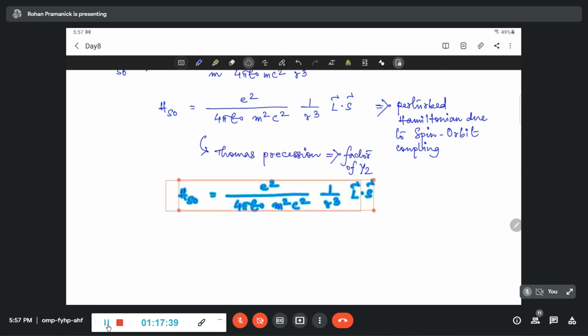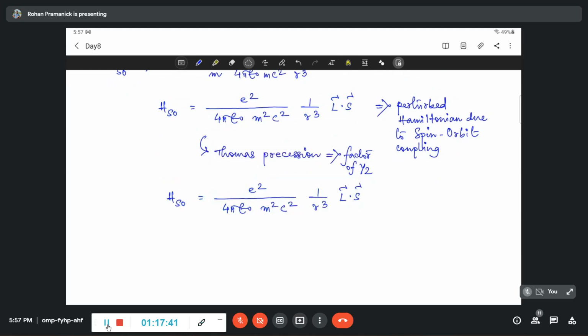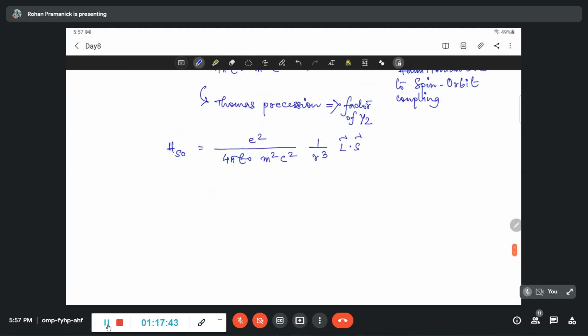This will be nothing but 1 by 8 pi epsilon 0, nothing more than that. So this takes into account that we are using relativity, but in the case of non-inertial systems. So this is the correction from the Thomas precession that gives you an additional factor of half.